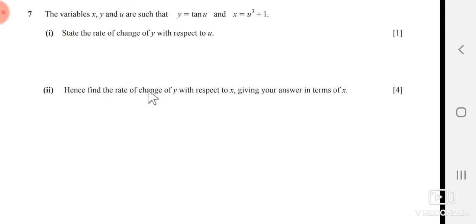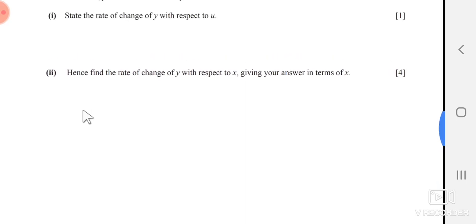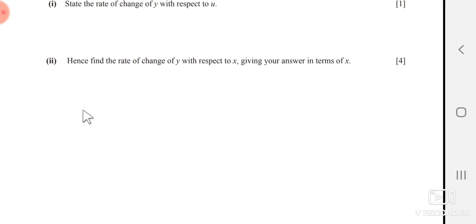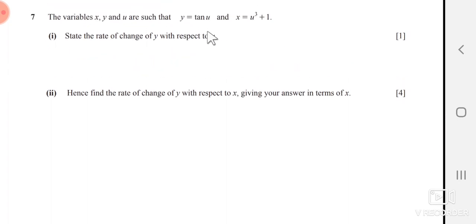Now I'm going to the second part of this question, and in the second part, my dear, he's saying hence find the rate of change of y with respect to x. Now use the chain rule, because you have already calculated dy over du. Now you calculate dx over du, then dy over dx would be equal to dy over du multiplied by du over dx. So by using the chain rule you can calculate it.